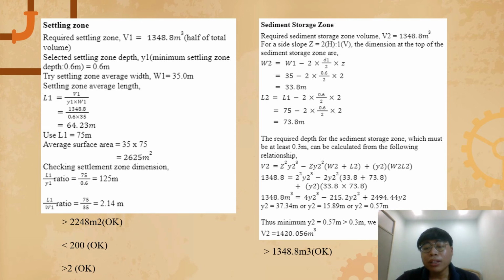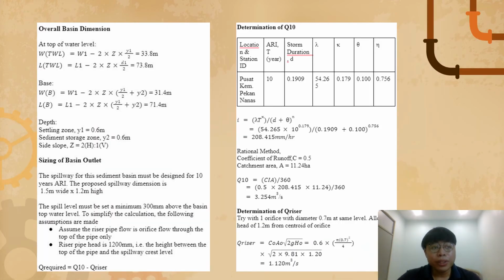The Y2 we get is 0.57, so we assume it to be 0.6, which is larger than 0.3. The volume is 1,420.056, larger than 1,348.8, so it is assumed to be okay for the design for sediment storage zone. Now we move on to the overall basin dimension.